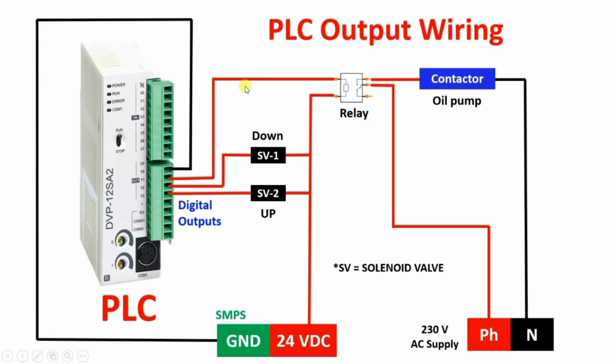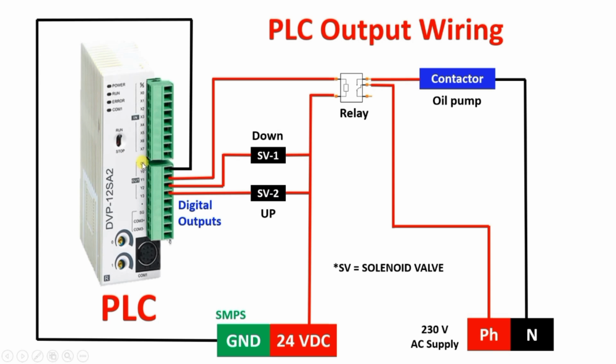Now the output side, we have three main outputs. First is our oil pump. So the pump requires the dual starter. Dual starter has the contactor, and the contactor cannot be energized directly from PLC. So we energize it through a relay. After that, we have two solenoid valves for down and upward direction. So in total we have three outputs.